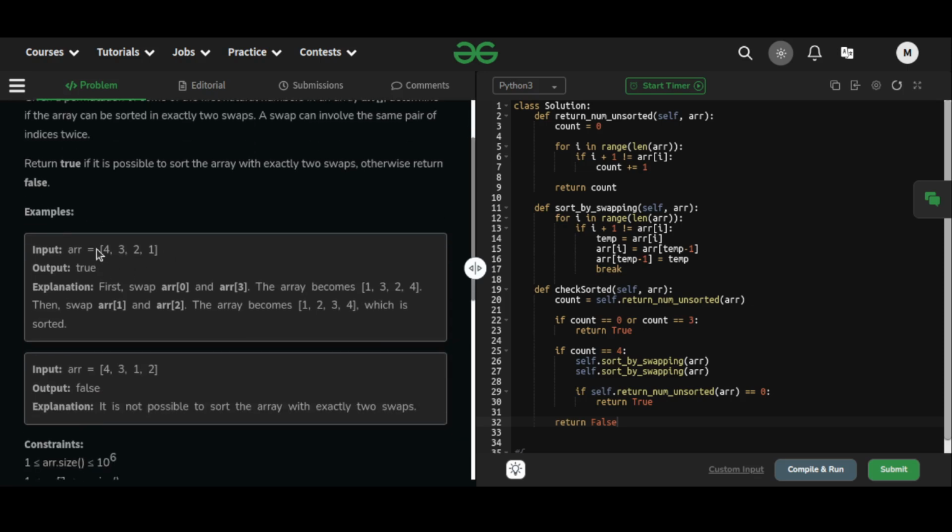So for instance, if this is the array which is given to us, it is possible to sort this array using 2 swaps, because of which we are returning true. So that's about the problem statement, folks. Now let us discuss the solution of this problem.